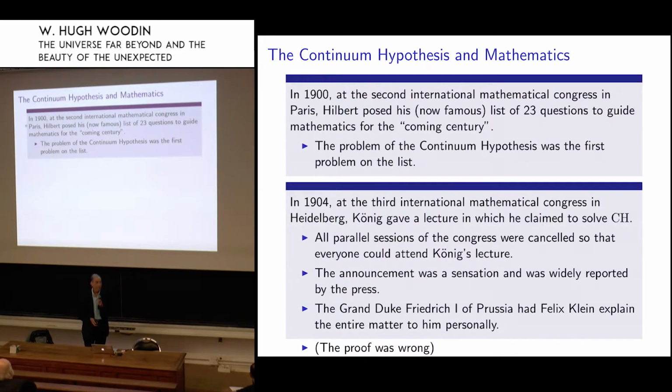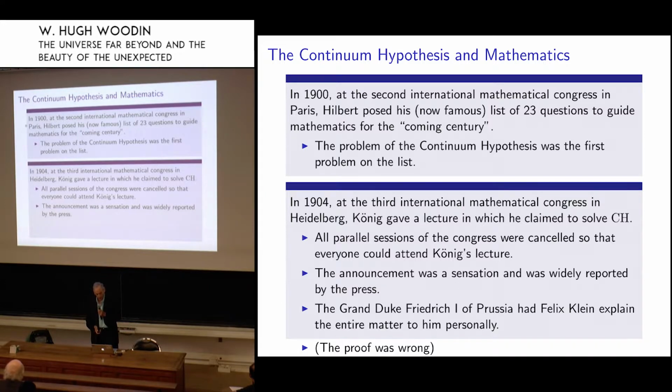So, what about the continuum hypothesis in mathematics? Well, in 1900, at the Second International Mathematical Congress, Hilbert posed his now famous list of 23 questions to guide mathematics for the coming century. The continuum hypothesis was the first problem on this list. In 1904, at the Third International Congress in Heidelberg, Koenig gave a lecture in which he claimed to solve CH. All parallel sessions of the Congress were canceled so that everyone could attend Koenig's lecture. The announcement was a sensation, widely reported by the press. I don't think that would happen now. The Grand Duke Frederick I of Prussia had Felix Klein explain the entire matter to him. The proof was wrong.